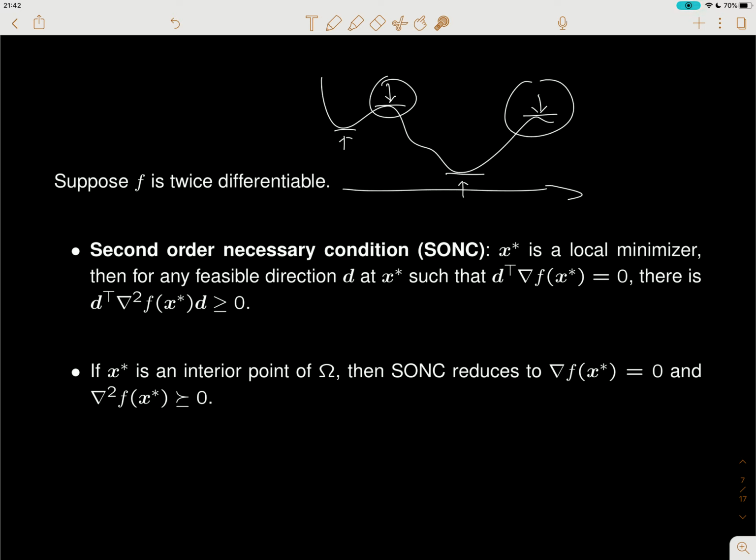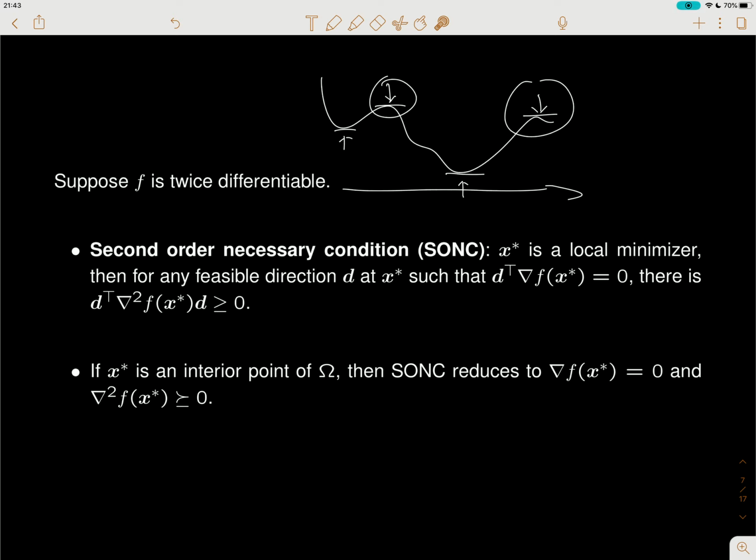In this case, if this is greater than 0, then this is second order. So this is the second order necessary condition. If x is a local minimizer and along any direction d you have this, then d satisfies this. This is the second order necessary condition.